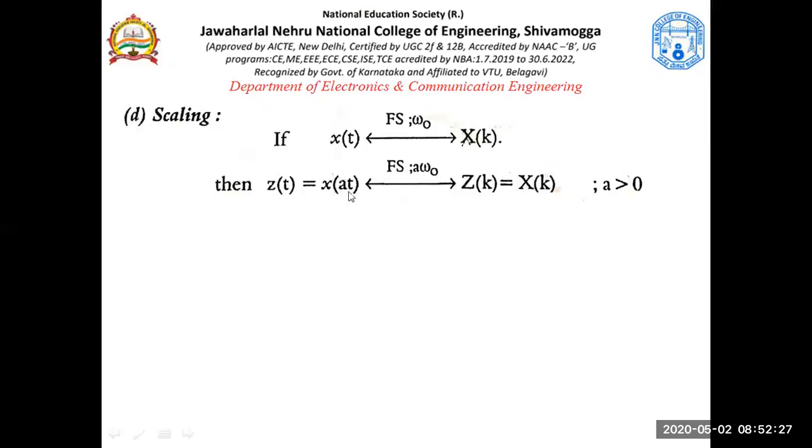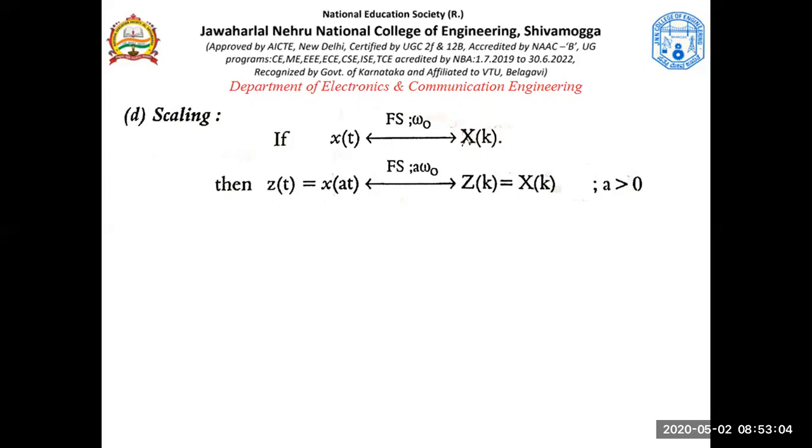So if we scale the time by a scalar A, what should we be having on the right hand side? Earlier, before scaling, it was x of k. You can see after scaling also it is x of k. What does that mean? It means that time scaling the signal has no effect on the frequency domain signal. So time scaling would not change the coefficients, is what one needs to understand.